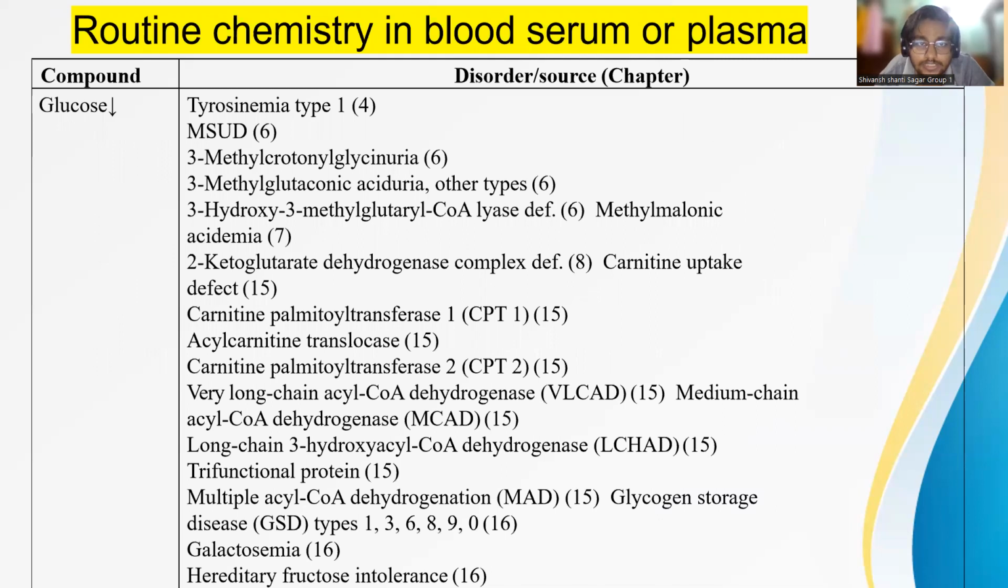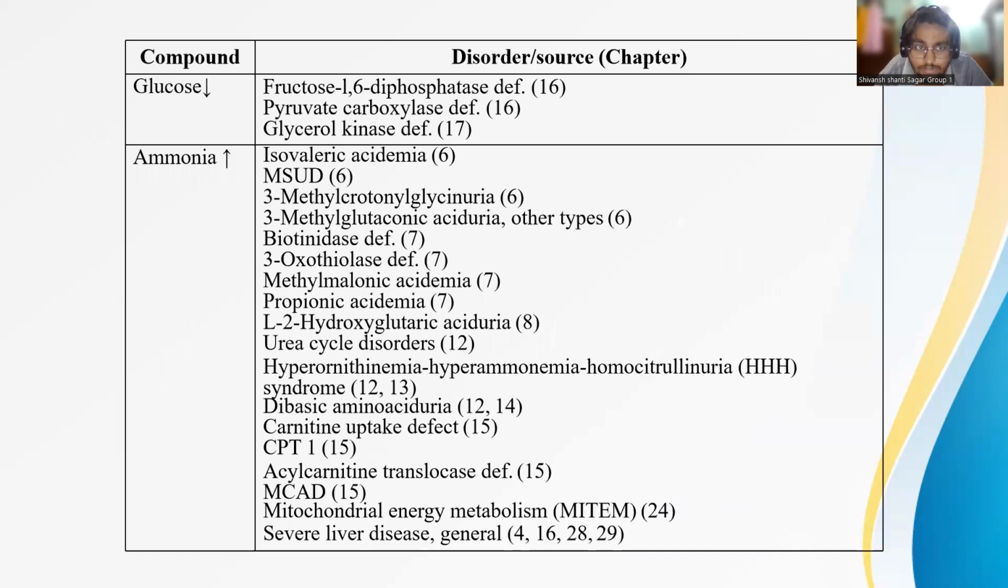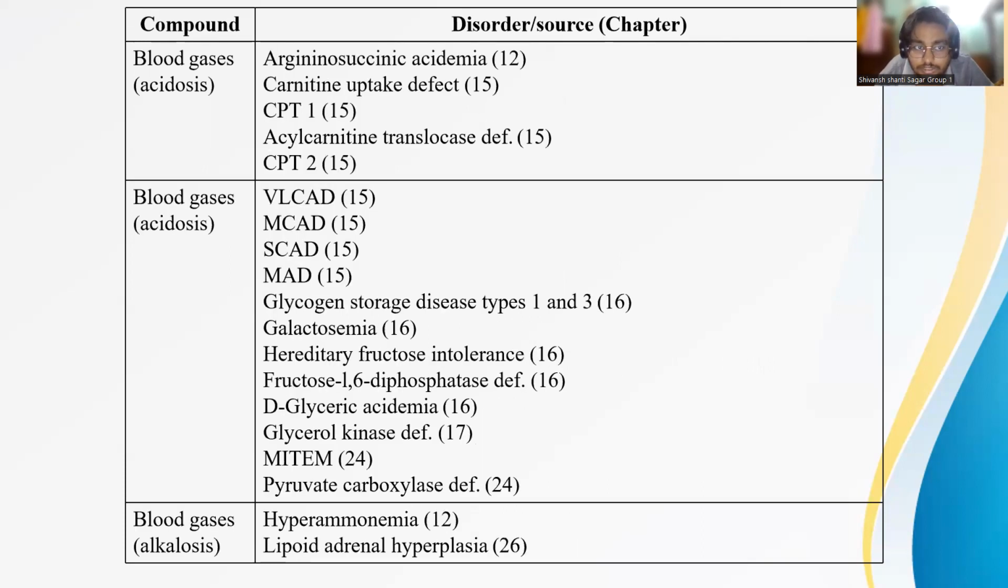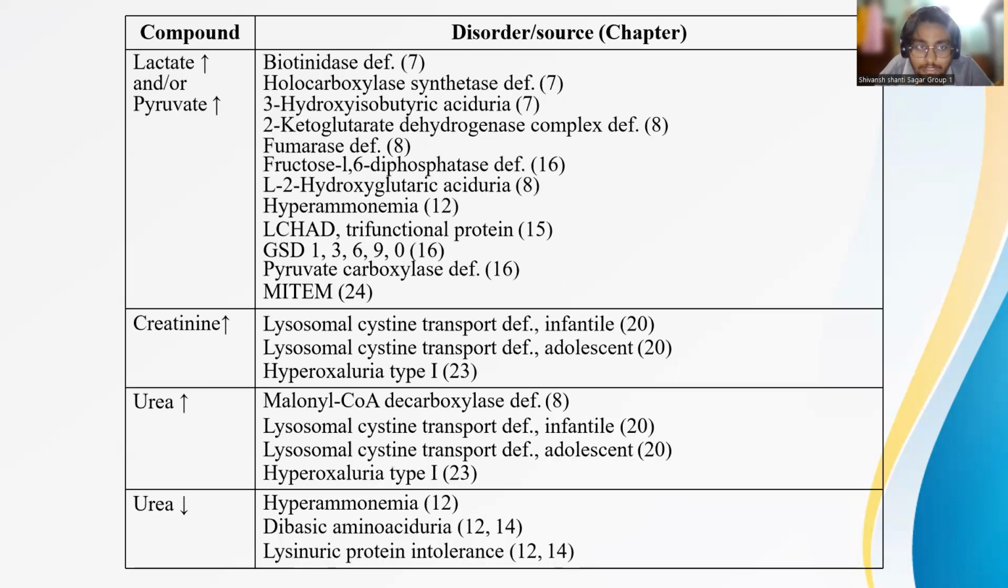Here are some examples of routine chemistry in the blood or plasma. It is composed of glucose. We have disorders and their sources. We have glucose, their disorders and sources. Ammonia, which are the disorders and their sources. We have blood gases, disorders and their sources. We have a few more. They can depend on acidosis cases. We have alkalosis cases, and we have lactate or pyruvate. Their diseases, disorders related to their sources.